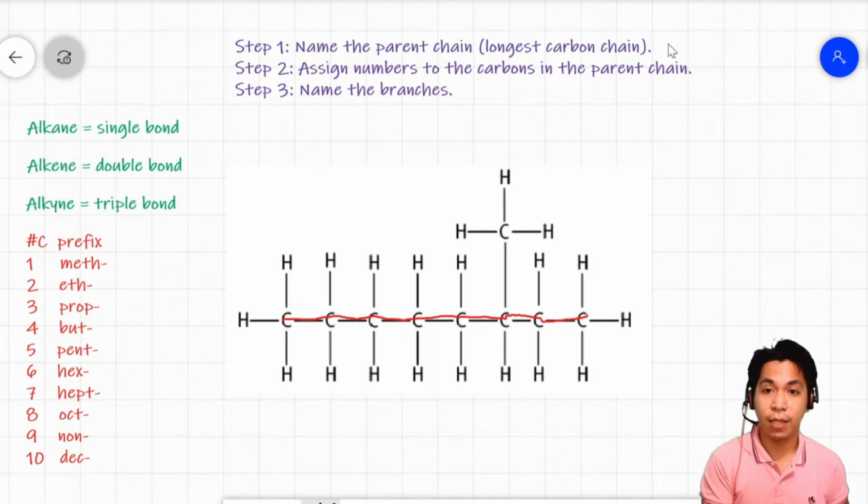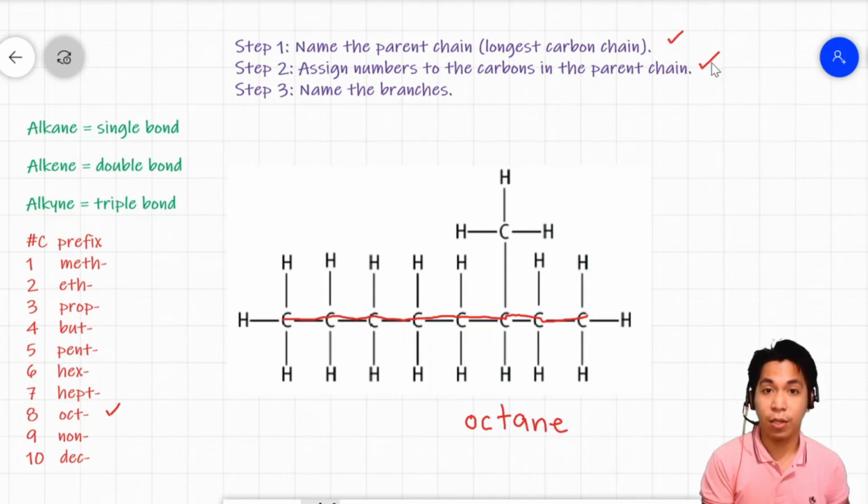Now, let's name the parent chain. The parent chain has a total of 8 carbon atoms. That means we will use the prefix oct. And then since every bond here is a single bond, we have an alkane. Therefore, we use the suffix ane.